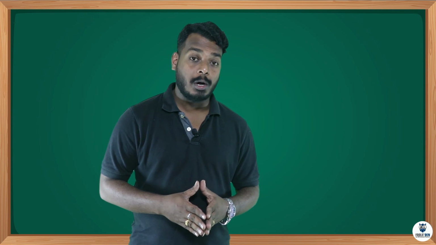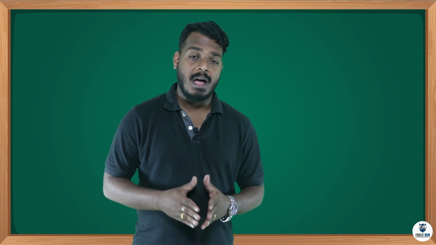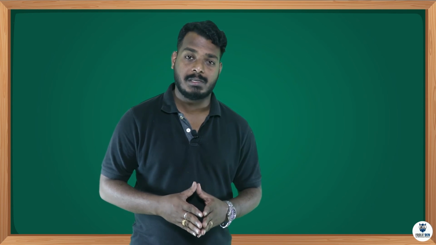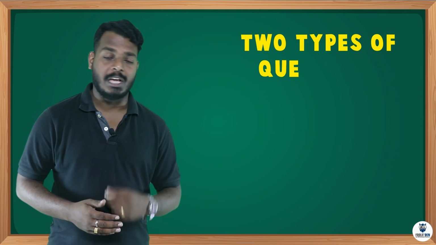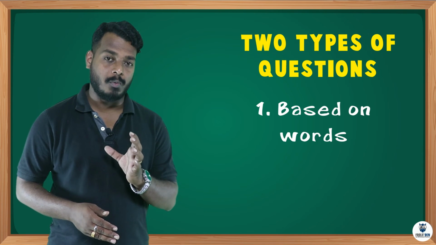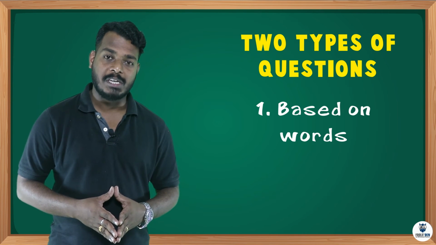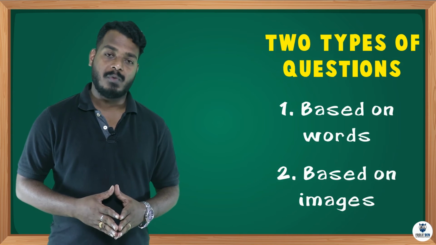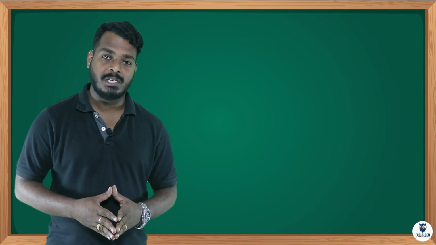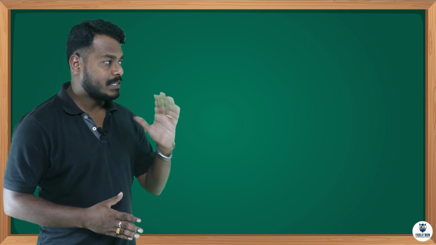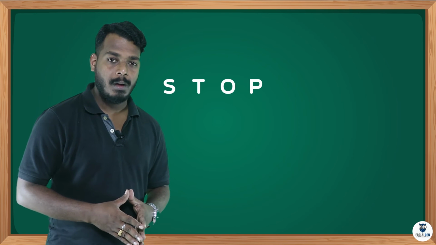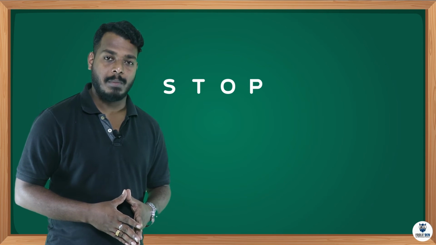Next, let's see what are the different types of questions that are asked in the exams from mirror images. Questions will be of two types. One, questions based on words, and two, questions based on images. So first, let's start with a question based on a word. Let's take this word stop and try to draw its mirror image.